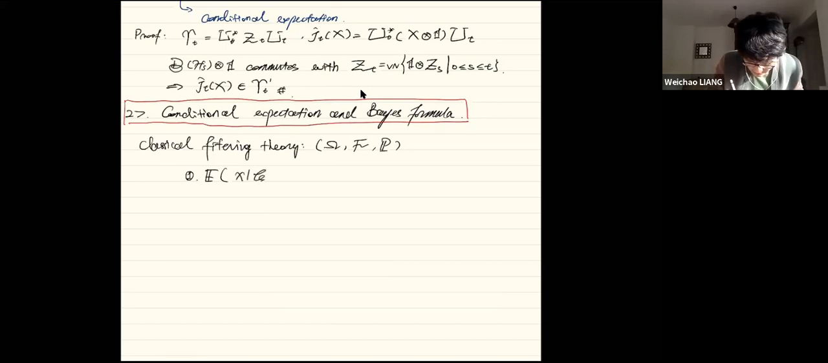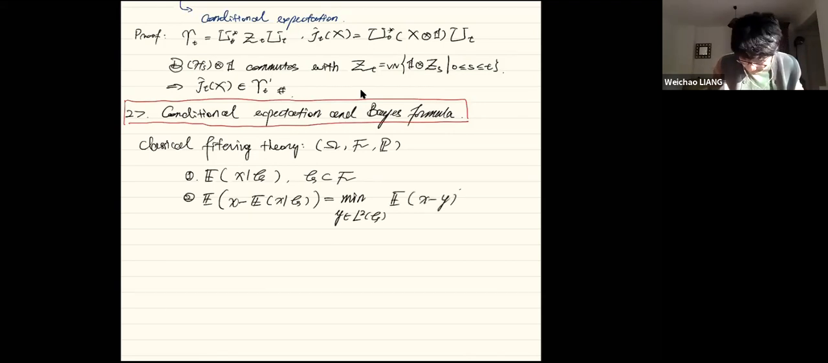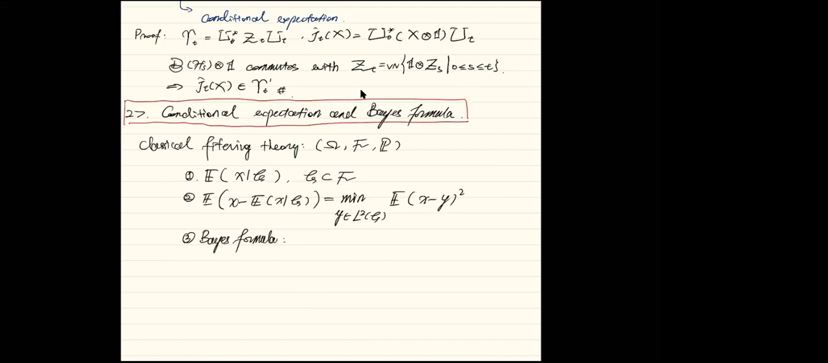We suppose that J is a sub sigma algebra of F. Next we show this conditional expectation is the best estimation in the L2 sense, which means the squared difference of X minus the conditional expectation is the minimum. Sorry, yes, you're right, it needs to be squared.